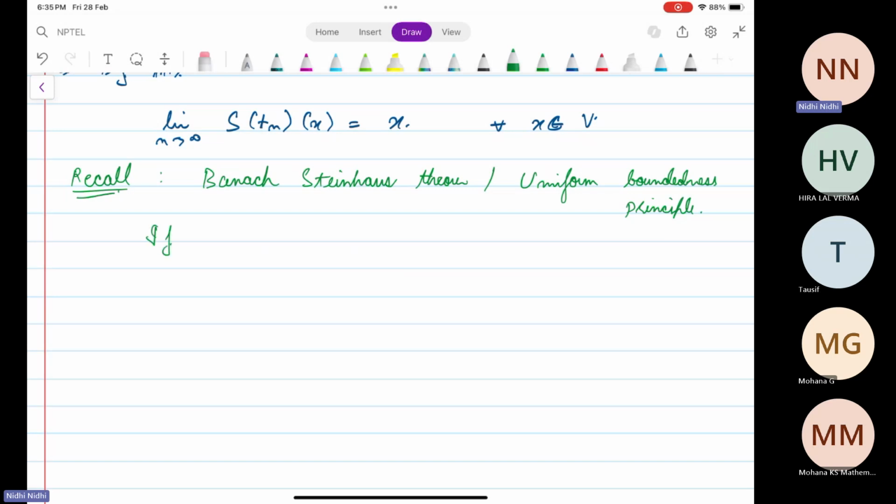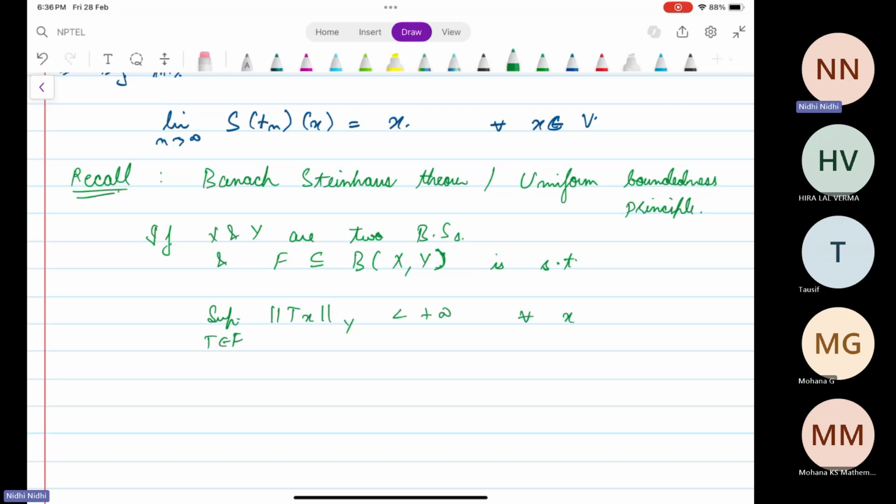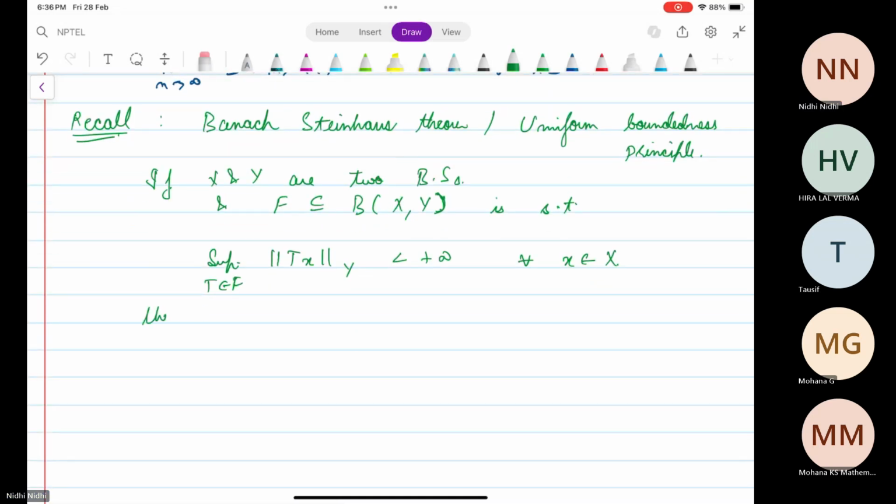It states that if X and Y are two Banach spaces and F is a subset of the space of all bounded linear operators from X to Y, such that the supremum over T belonging to F of norm Tx in Y is finite for every x in X, that means we have pointwise boundedness, then we have uniform boundedness: the operator norm of T is finite.